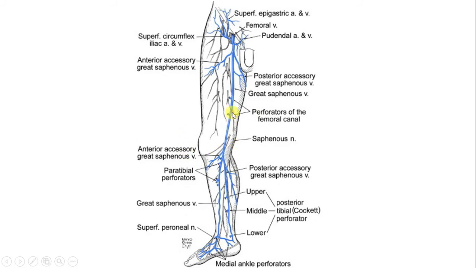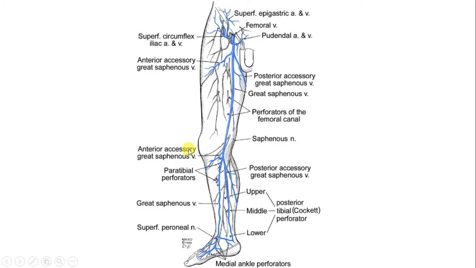Now here we see that these superficial veins, the great saphenous vein, which is of very great clinical importance, are connected to the deep veins of the leg through perforators. Above the medial malleolus, we see 3 perforators: upper, middle and lower. Through these perforators, the great saphenous vein connects to the posterior tibial vein or the deep veins of the leg. Through these perforators, the blood from the superficial vein enters into the deep vein. These are very important, and are named posterior tibial perforators or Cockett perforators.